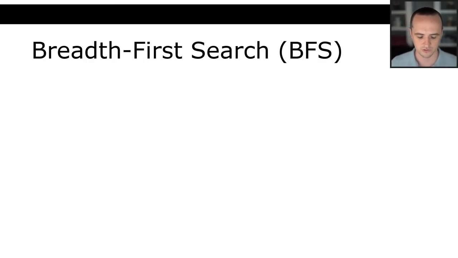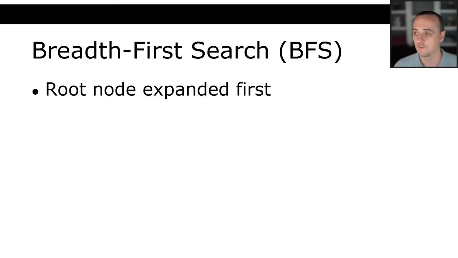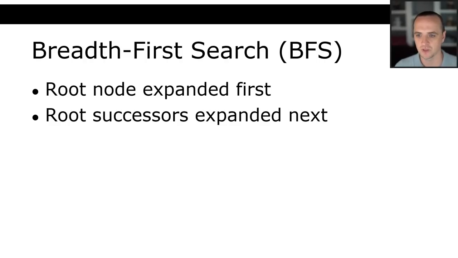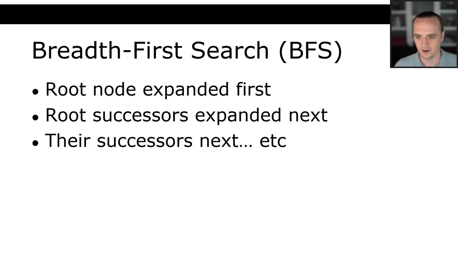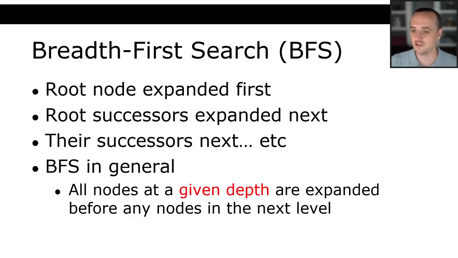Okay, so in breadth-first search, first we expand the root node, the node at the top of the tree. Then we expand the successors of the root node. Then we expand the successors of those successors. And in general, all nodes at a given depth of the tree are expanded before any nodes on the next level. So it's breadth-first search because we take each depth, each level of the search, and expand all of those before we go to the next depth.